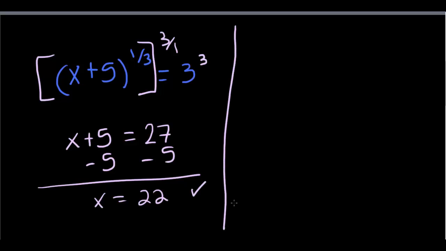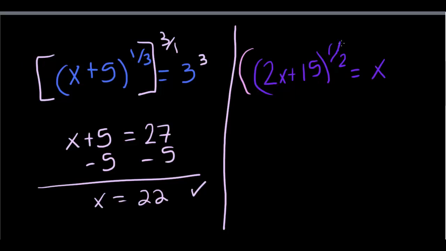Let's try another example. We're going to try now 2x plus 15 to the power of 1/2 equals x. Well, hopefully you remember that when you have anything to the power of 1/2, that is the same thing as if you had a square root. So we're going to elevate everything to the power of 2, because that is the index. So that is going to give me 2x plus 15 equals x squared.